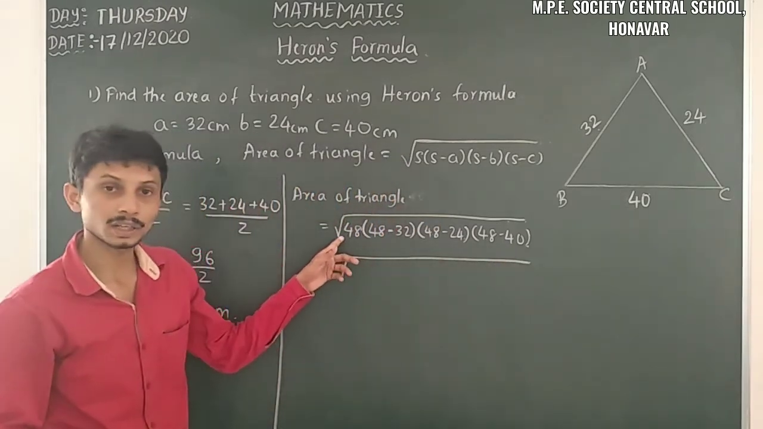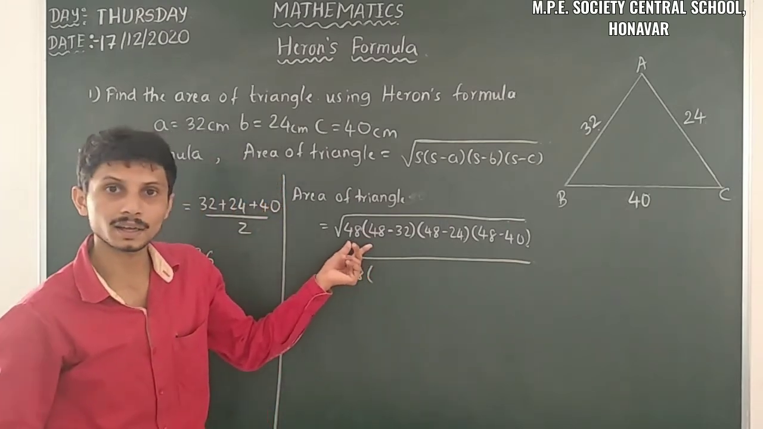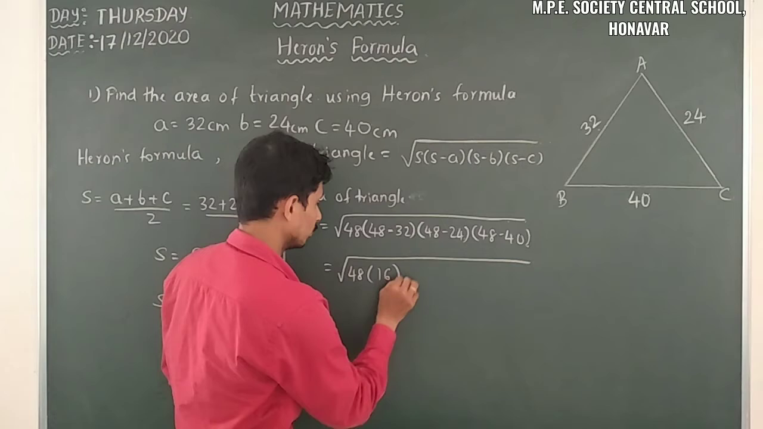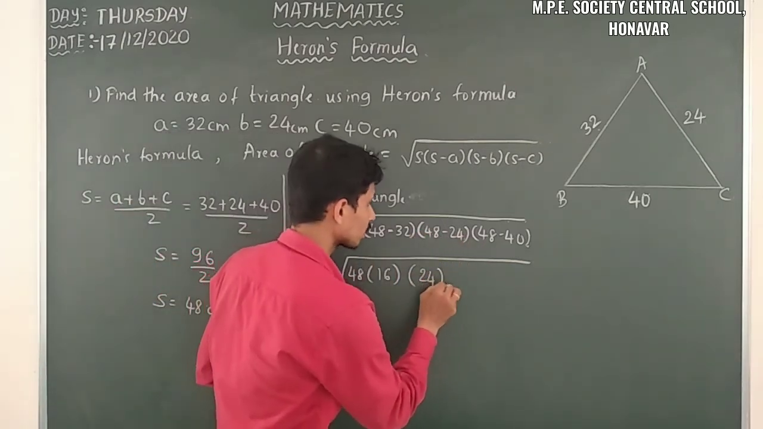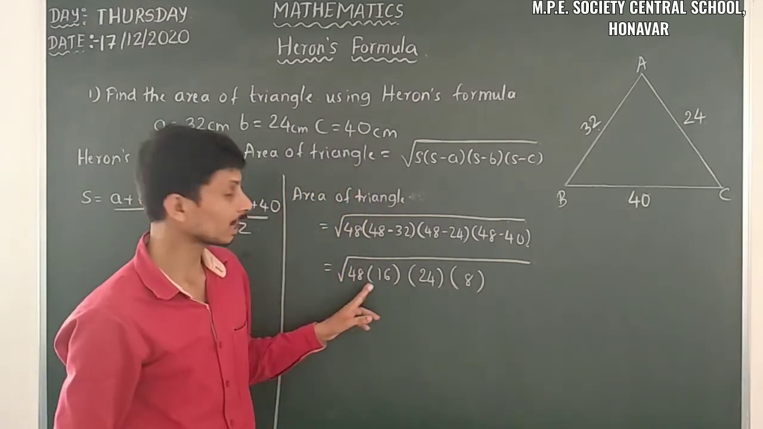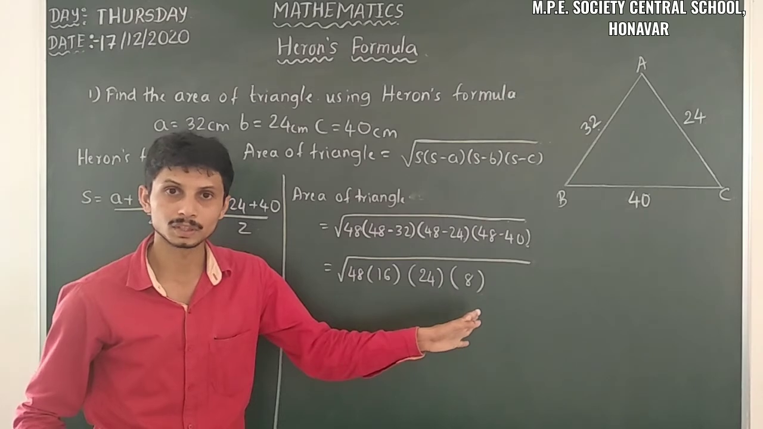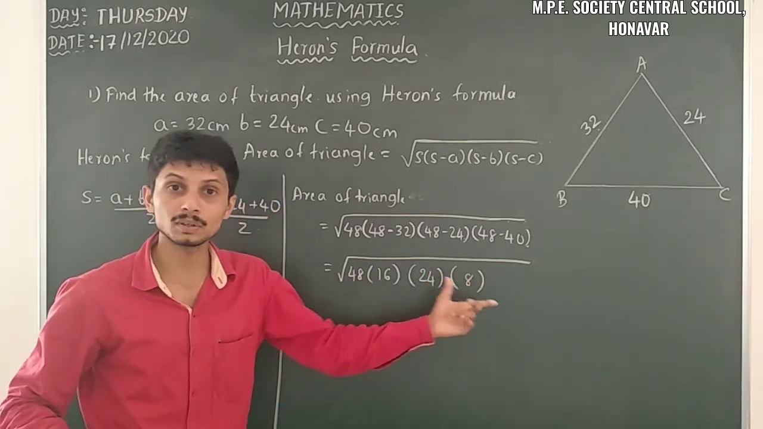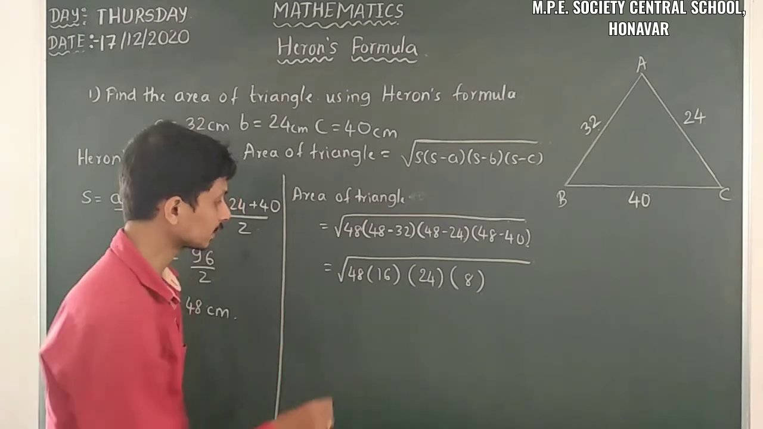Taking it individually, here we have 48. Inside this, 48 minus 32 is 16, 48 minus 24 is 24, and 48 minus 40 is 8. You can multiply these and take the square root, it is possible. Or if you have difficulty with such a huge calculation, you can take the next step. I will take the same step here.